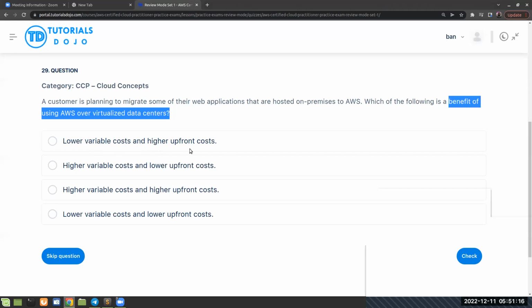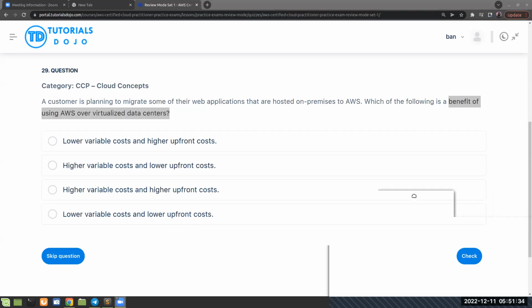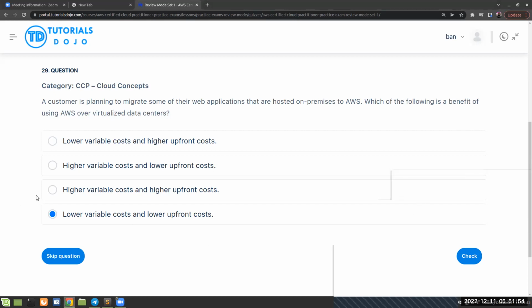Lower variable cost and higher upfront cost, higher variable cost and lower upfront cost, higher variable cost and higher upfront cost, lower variable cost and lower upfront cost. What would that be? C. D. Lower variable cost and lower upfront cost. Okay, thank you. What about others? I see D. Okay, so let's see if that's correct.